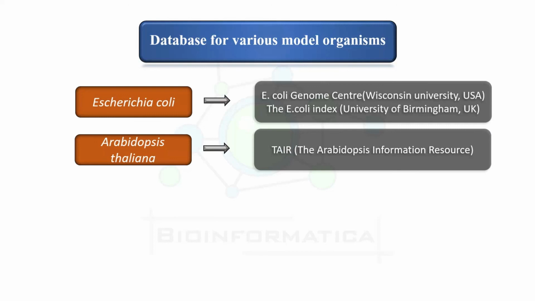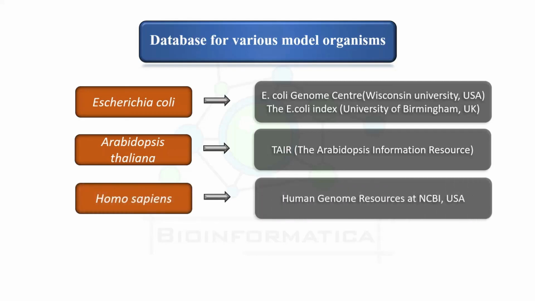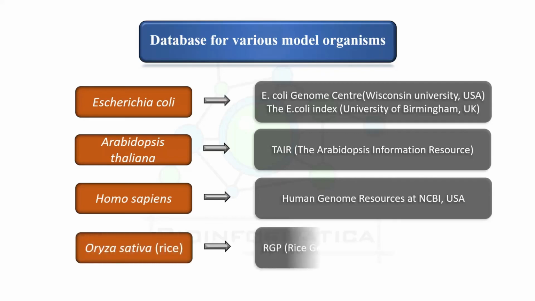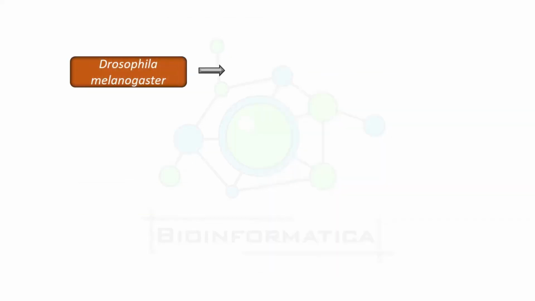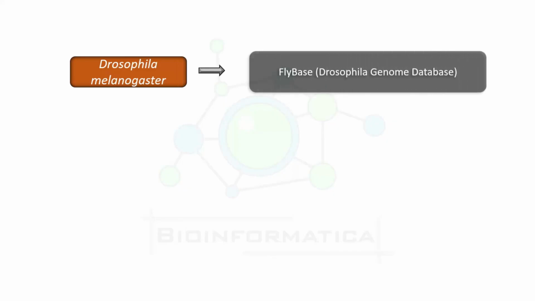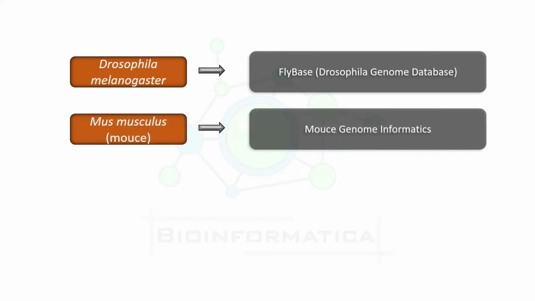The name of the database is TAIR, the Arabidopsis Information Resource. Third one is Homo sapiens, Human Genome Resources at NCBI, USA. Fourth is Oryza sativa or rice, RGP, Rice Genome Research Program, Japan. Next is for Drosophila melanogaster, it is FlyBase, Drosophila Genome Database. Next is about mouse, Mus musculus. The database is named Mouse Genome Informatics.